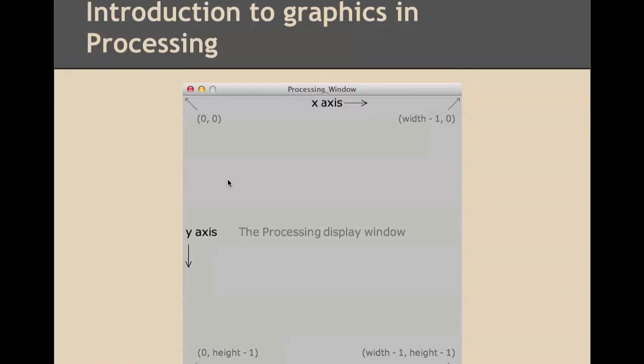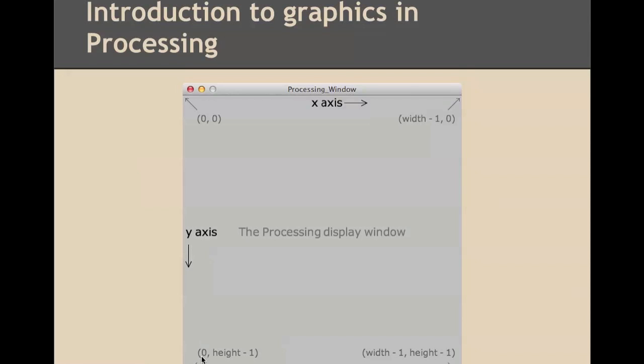So we can have the maximum coordinates for each of these corners, or the description of the pixels in each of these corners. Up here in the upper right corner, if the width of the display window is held in a variable named width, since we started at 0, the x-coordinate of that position would be width minus 1. And the y-coordinate of that position is 0 because we're not off the x-axis.